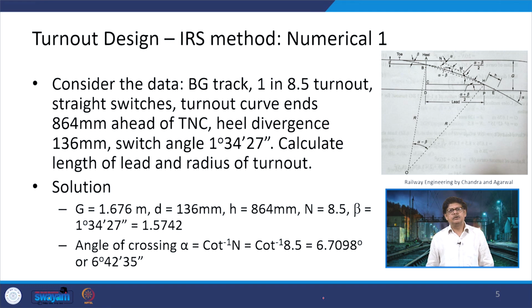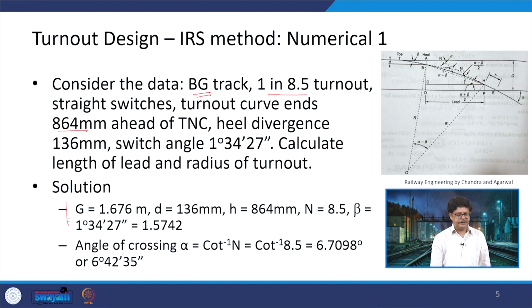Let us look at a numerical with respect to this IRS method. So, we have a broad gauge track, that is G is 1.676 meters, 1 in 8.5 turnout, so N is 8.5. Straight switches are being provided. Turnout curve ends 864 mm ahead of the TNC, so small h is also defined. Heel divergence small d is 136 mm. Switch angle beta is given as 1°34'27". We have to calculate the length of the lead and the radius of the turnout.